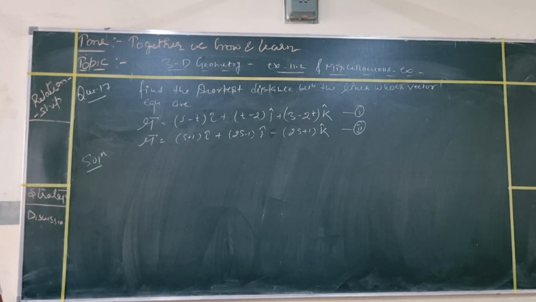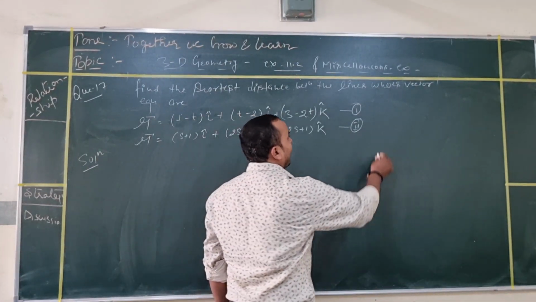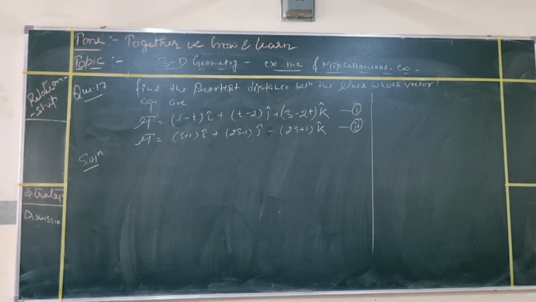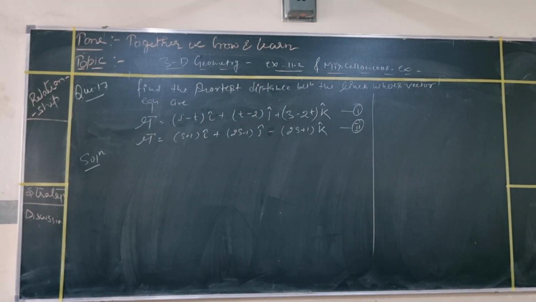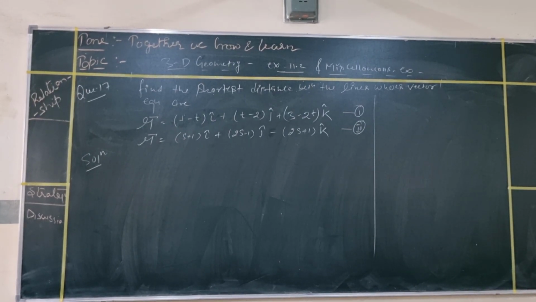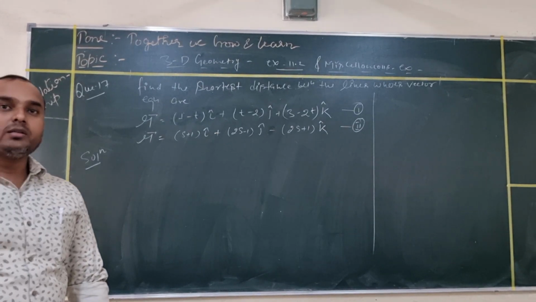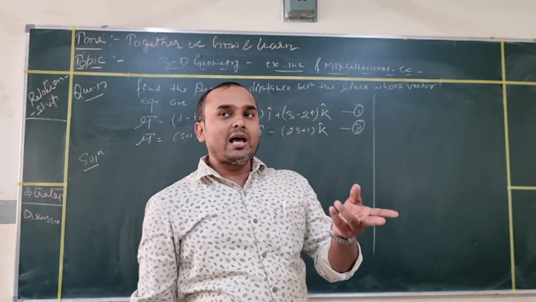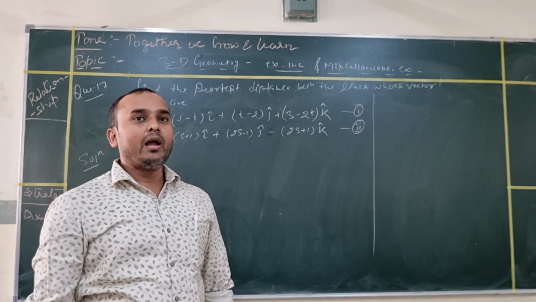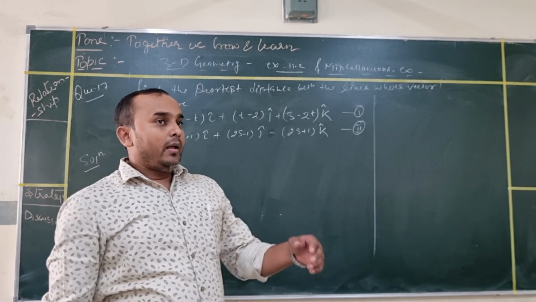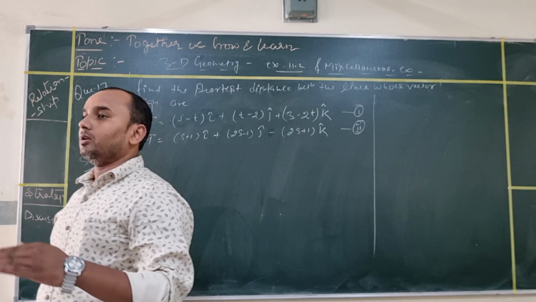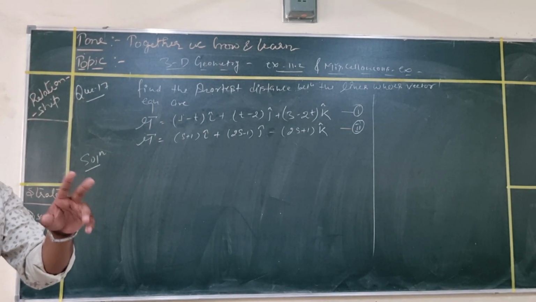First of all, what we know is that if two lines are given, we need to represent them in standard form. Then we need to check whether these two lines are parallel or skew. If they are parallel lines, we apply the shortest distance formula for parallel lines. If they are skew lines, we find the distance using the formula for skew lines.